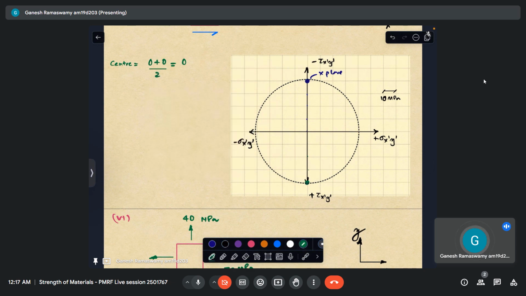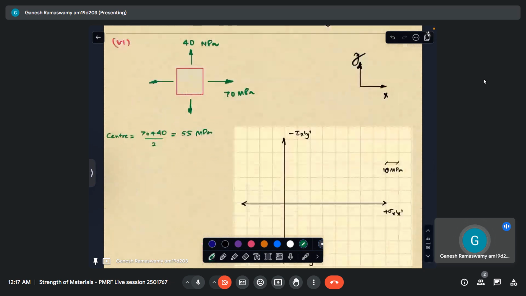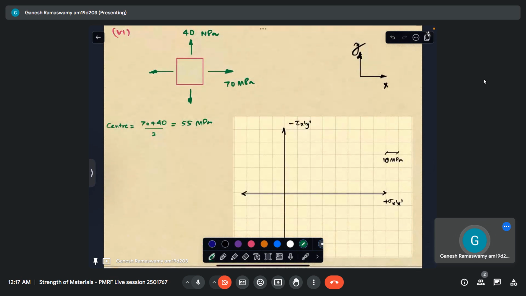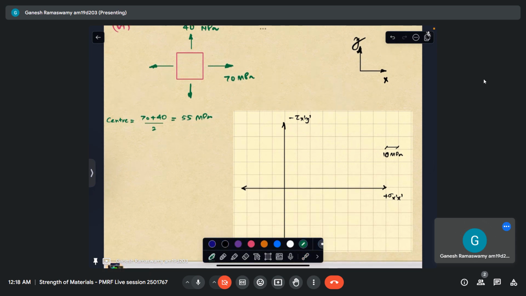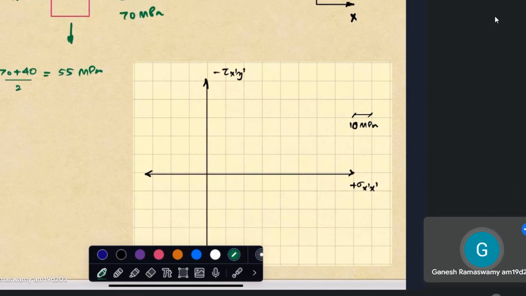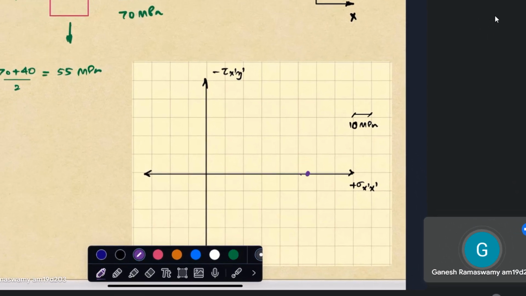And this is the y plane. So let us look at one last problem where there is shear absent this time. We have only normal stresses. So when there are only normal stresses, let us see what to do. Our center is at 55. So let me plot the center. This is 50. So this is 55.